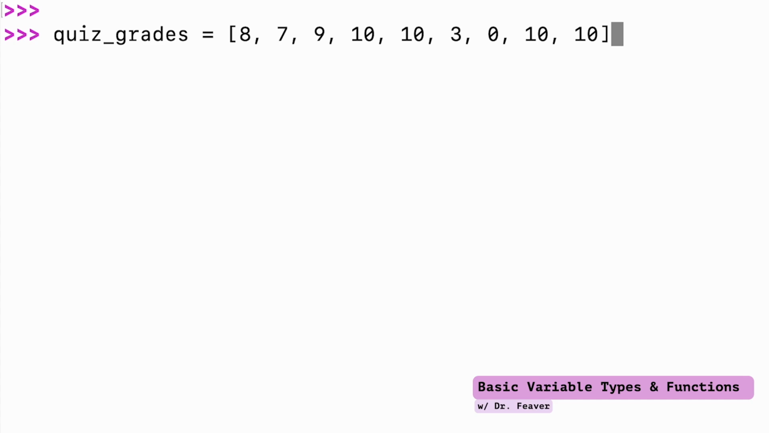This is a list, and I did put spaces between the numbers. That's not necessary in terms of how Python will read it. I could have left out the spaces, but I put spaces between them. So this is a collection of 1, 2, 3, 4, 5, 6, 7, 8, 9 numbers that are all now stored in this one variable.